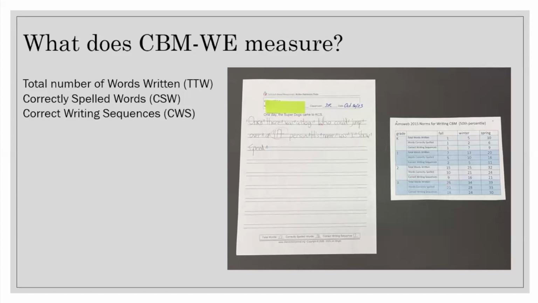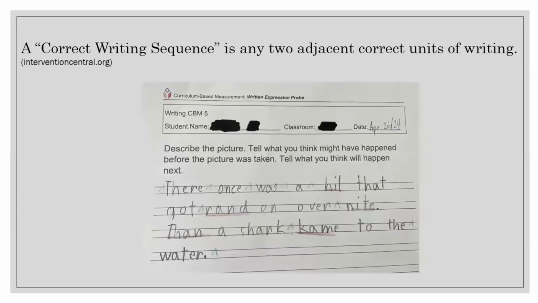So the total words written and the correctly spelled words are fairly obvious to understand. Correct writing sequences are a bit more complex. A correct writing sequence is any 2 adjacent correct units of writing. A correct unit is a correctly spelled word that is also grammatically correct in the context of the sentence, or correctly placed capitals and punctuation. Any 2 correct written units are counted as a correct sequence.